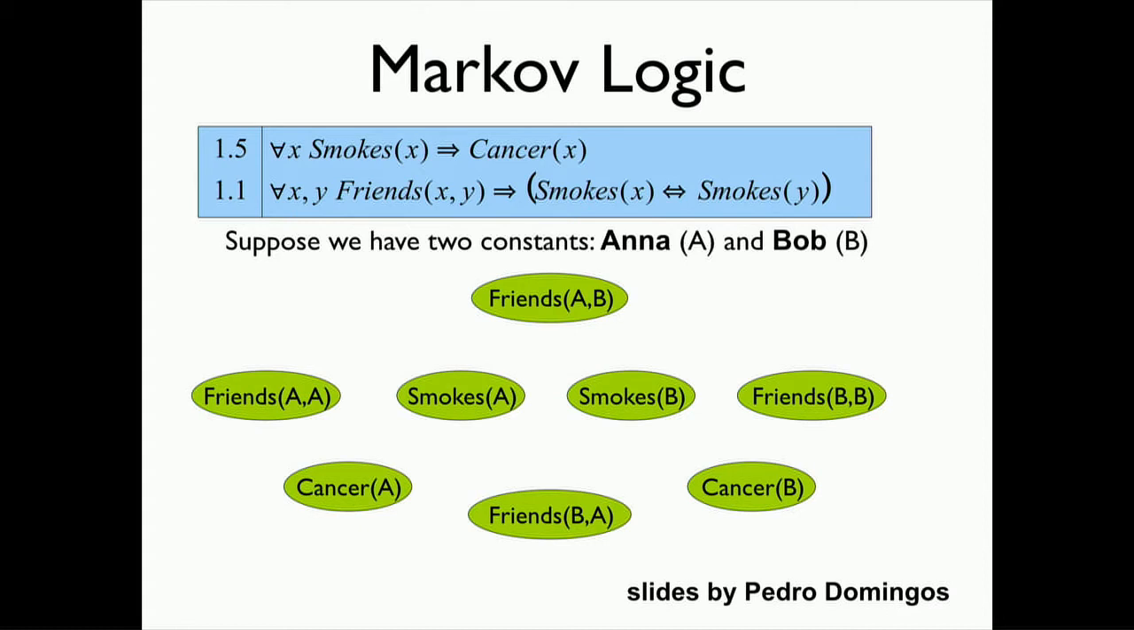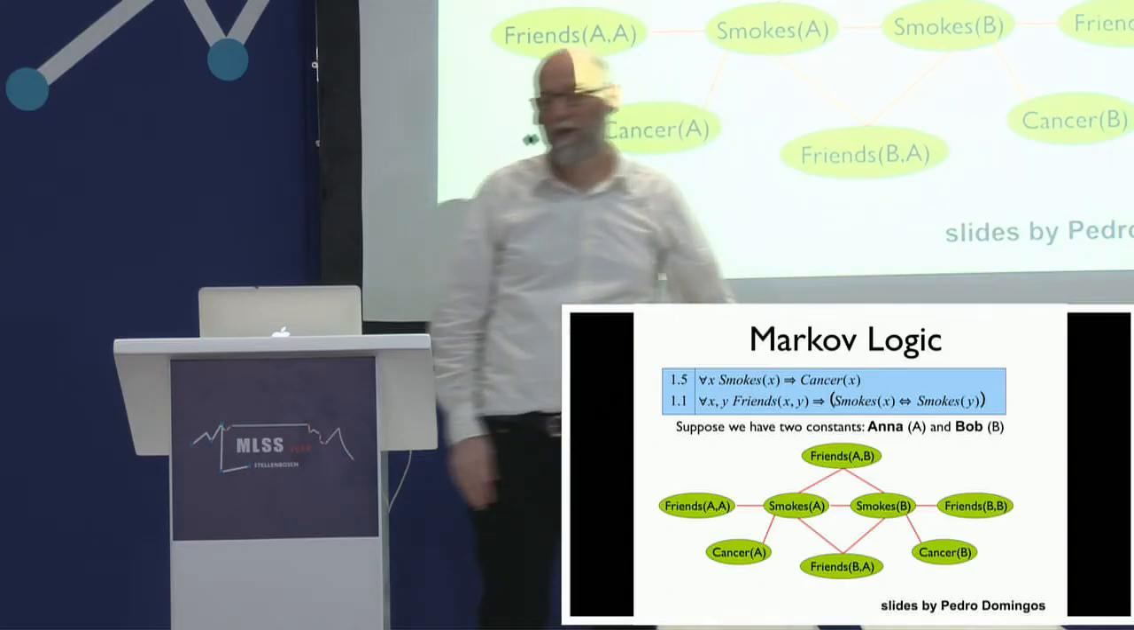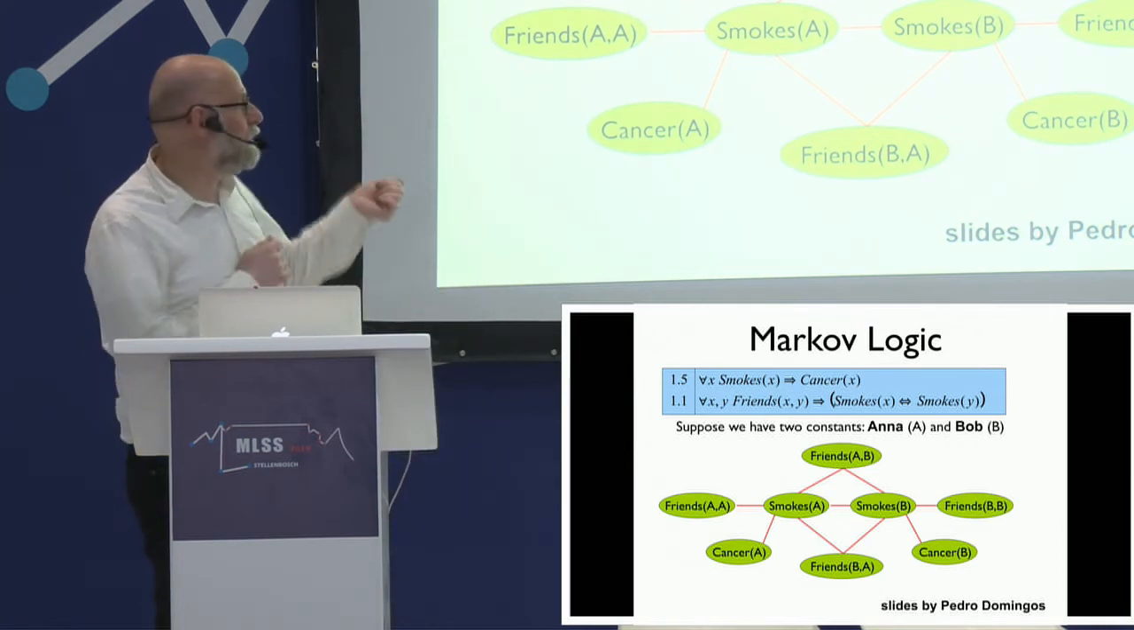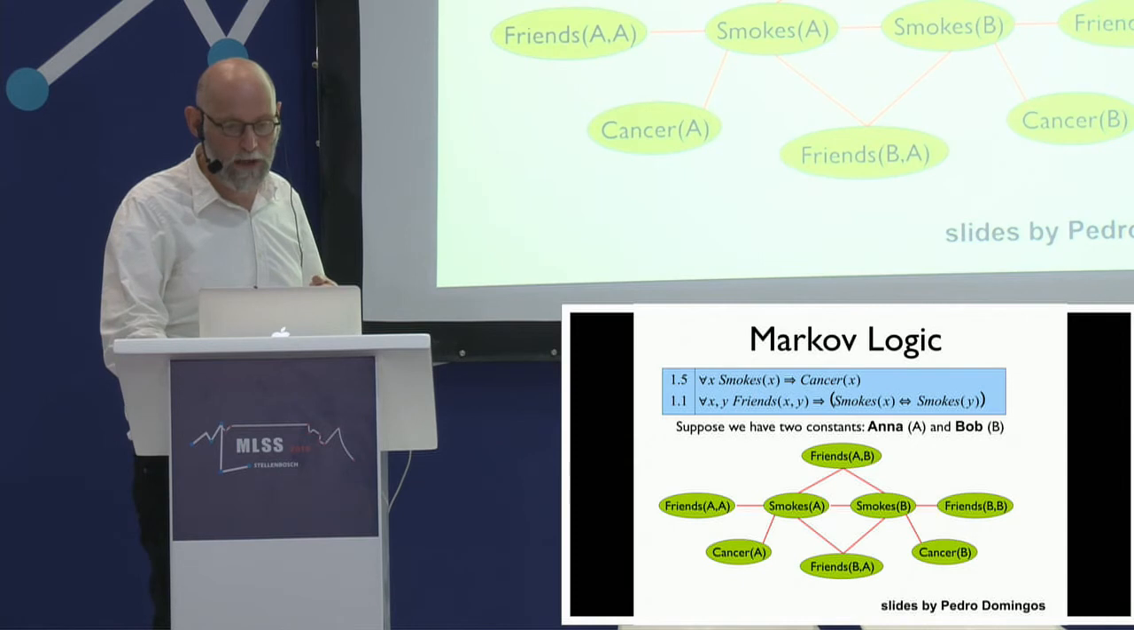So if you look at smokes(X) causes cancer(X), if you substitute X by A, then you basically get a connection between Anna smoking and Anna having cancer. Similar for Bob. If you do that for the other ones, for instance, if I take friends and I substitute X and Y by A, then I get this connection, and these other connections are the ones that you get for the other instantiations. And so you can reduce Markov logic to a Markov random field, and I'll define how you get the factors more or less, because I'm going to take the logical perspective, which is perhaps a bit more intuitive.